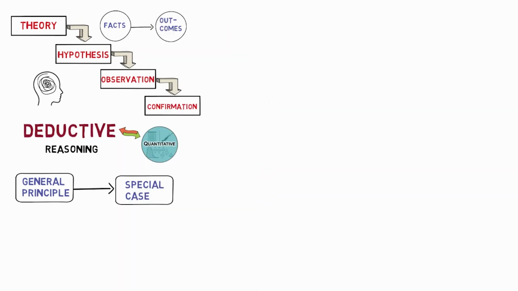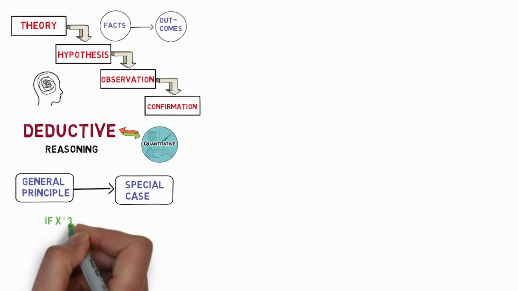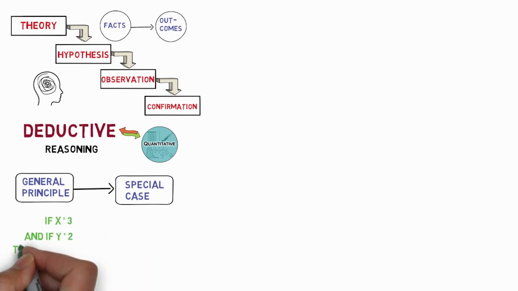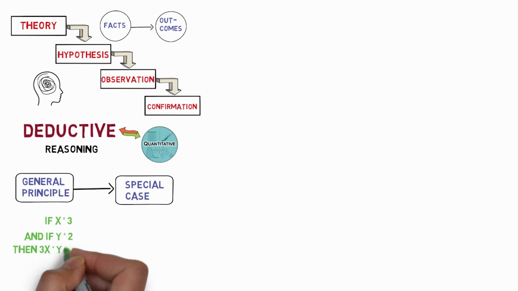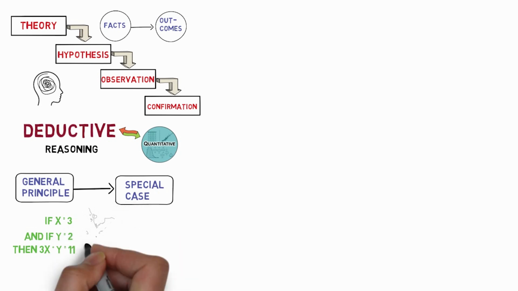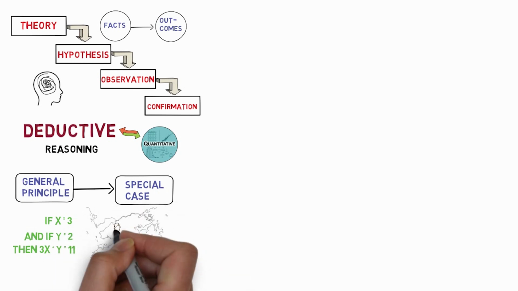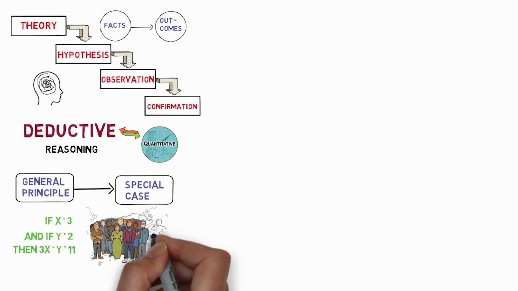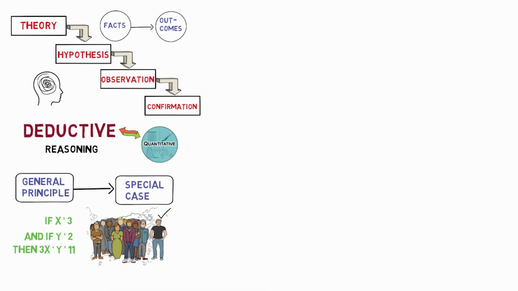For instance, we say that mathematics is deductive: if x is equal to 3 and y is equal to 2, then we may conclude 3x plus y is definitely equal to 11. Another simple example is that if theory tells us that all men living in Hong Kong are rich, then we collect data and find that Adam lives in Hong Kong. So based on deductive logic, we can conclude that Adam is a rich man.